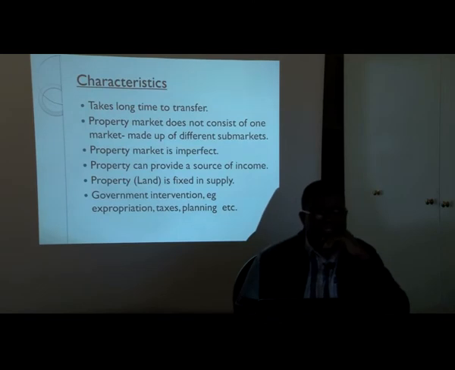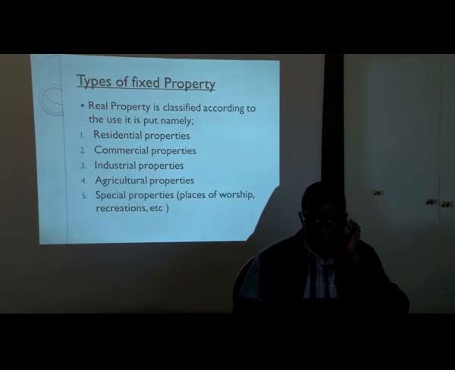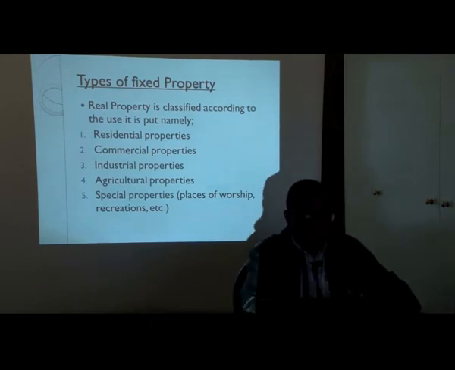Like I would say, please read widely beyond just the notes. You can think about as many characteristics as possible, those things that distinguish real property from other different types of property. Okay, then types of fixed property. This is also very, very obvious, but it's very important that we talk about this as well. Property can usually be classified into those major 5 categories.